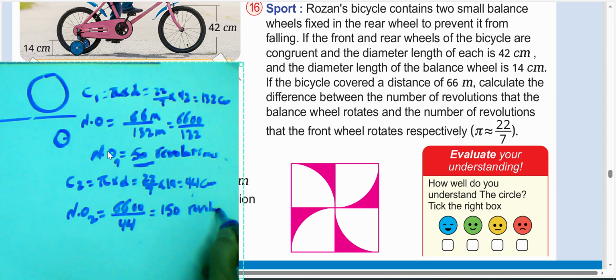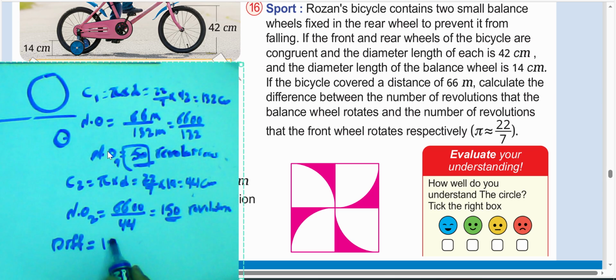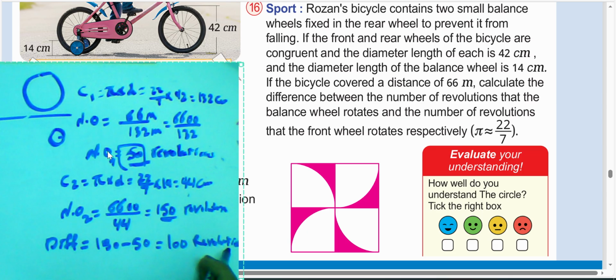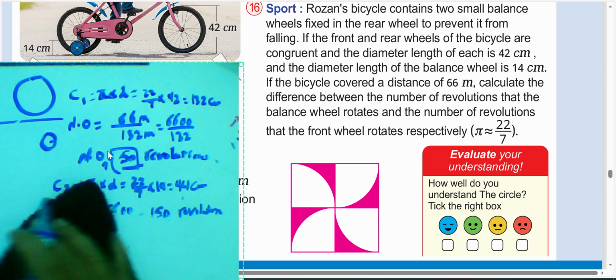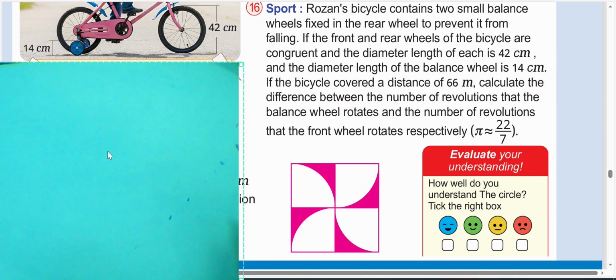revolutions. He wants to find the difference between the numbers of the two revolutions. Then the difference will be equal to 150 subtract 50, which equals 100 revolutions. This is the number of revolutions. The difference will be 100 revolutions. Okay.